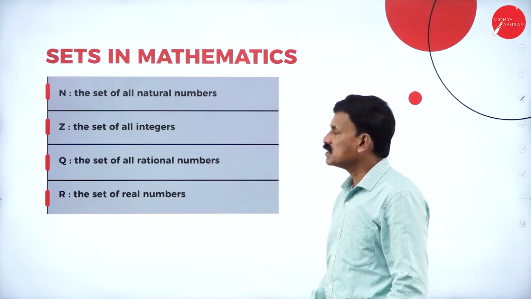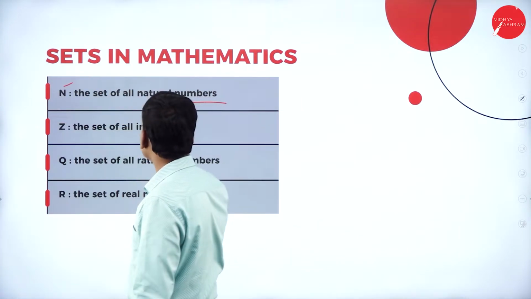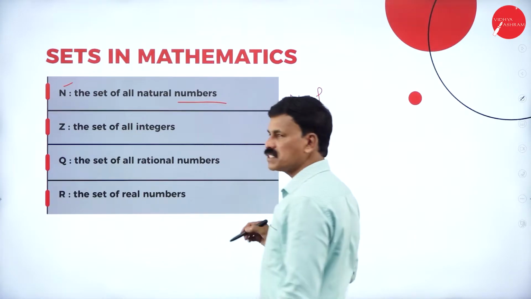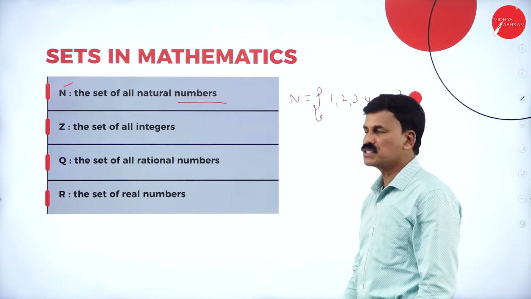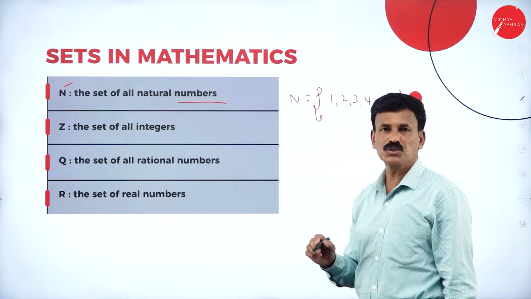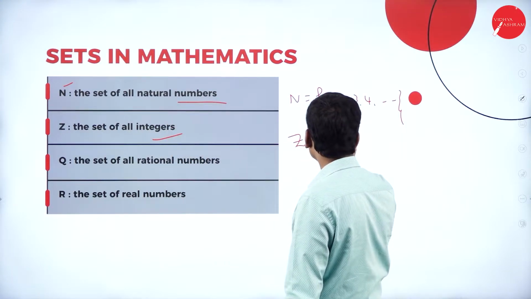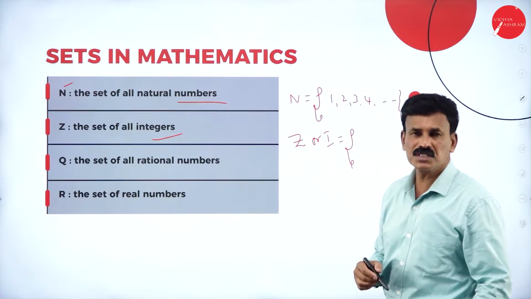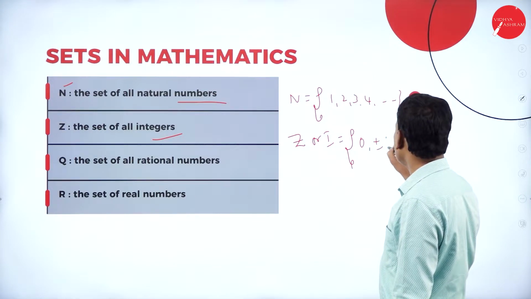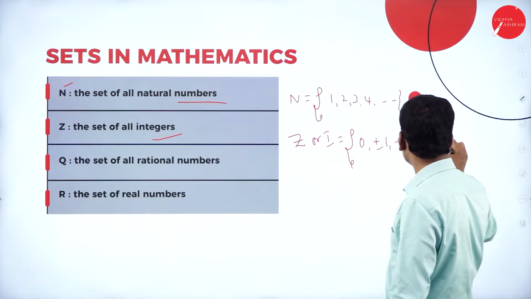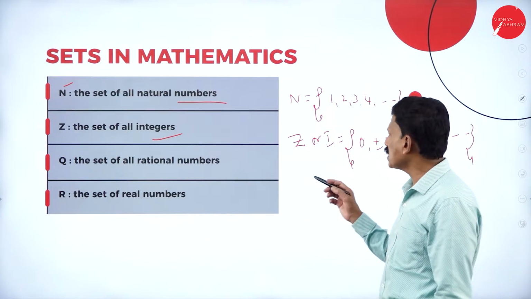In mathematics, we usually represent some standard sets. The set of all natural numbers is denoted as N, which contains the counting numbers, all positive numbers 1, 2, 3, 4, 5, etc. The set of integers is denoted as I or Z, which contains 0 as well as all positive and negative numbers, plus or minus 1, plus or minus 2, etc. This is an example of the set of integers.